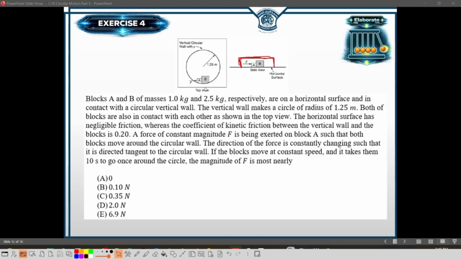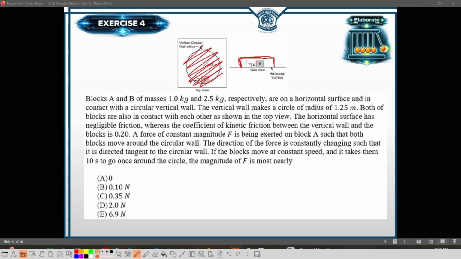Anyway, in AP exams, you have two different perspectives to observe the scenario: the top view and the side view. In the top view, the perspective is from the top of the scene, and the side view is the adjacent one. Now, the vertical wall makes a circle of radius 1.25 meters. Both blocks are also in contact with each other, as shown in the top view. The horizontal surface has negligible friction, so no friction at the horizontal surface. The friction is due to the wall itself, which is vertical, and the block.